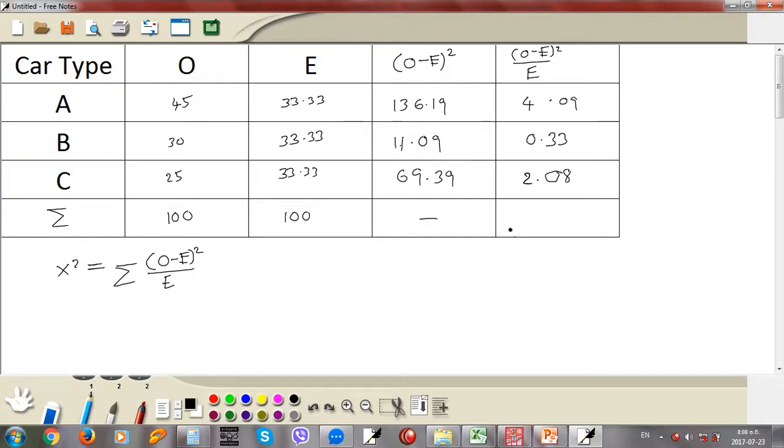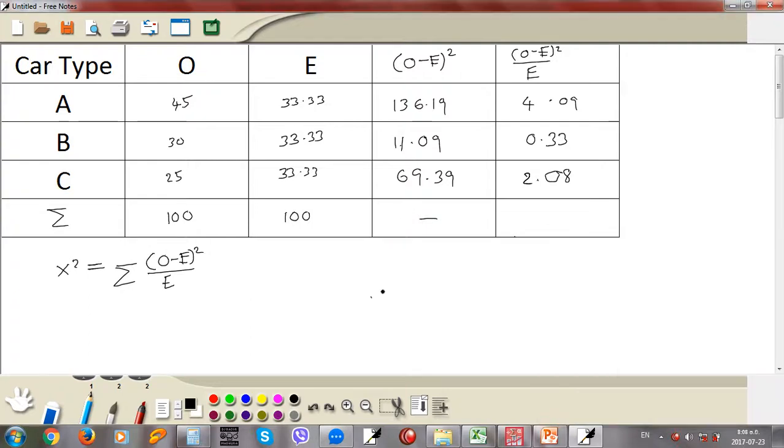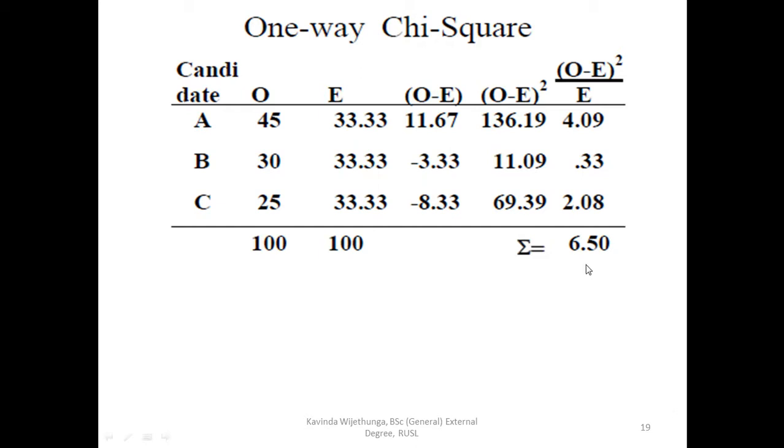Then we have to find the total of these: 4.09 plus 0.33 plus 2.08, and the value equals 6.5. So this is the way of finding the chi-square value. We found the chi-square value as 6.50.